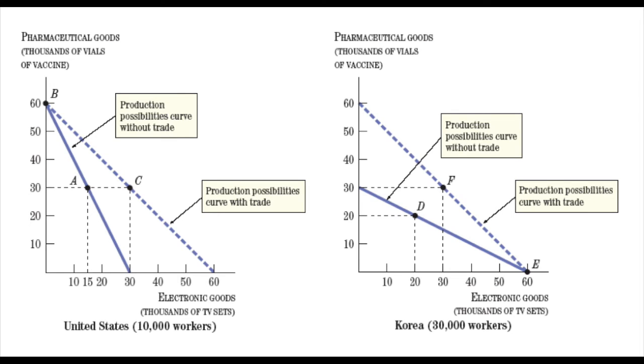The gains from trade due to comparative advantage can also be found graphically with production possibilities curves. The gain from trade is illustrated as a shift out in the production possibilities curve, allowing both countries to consume more TV sets and vaccines than if they choose not to trade.